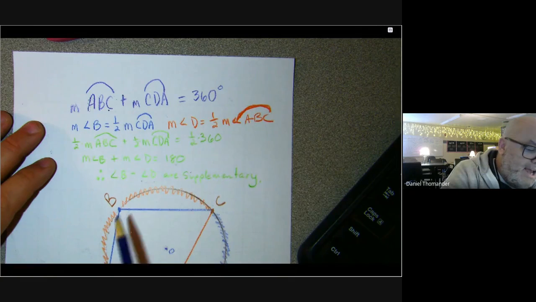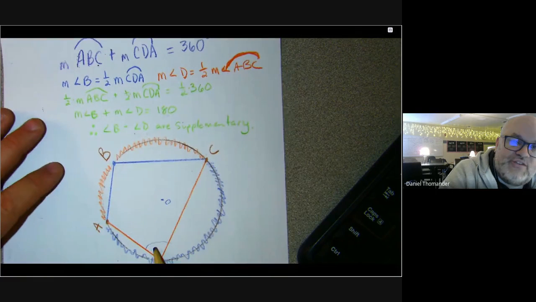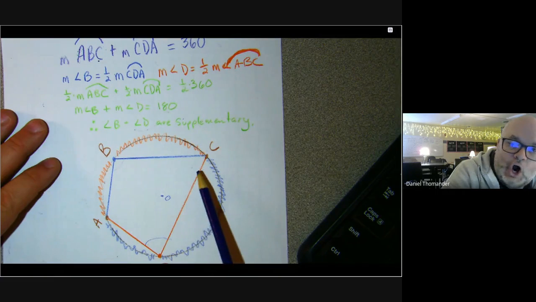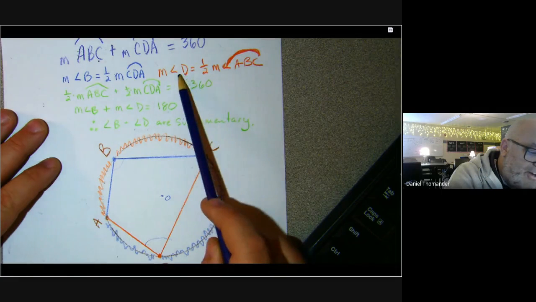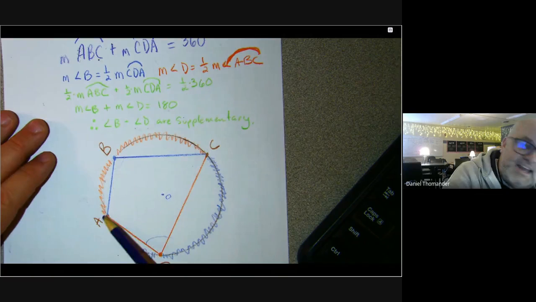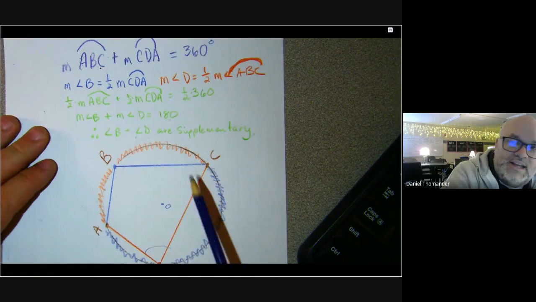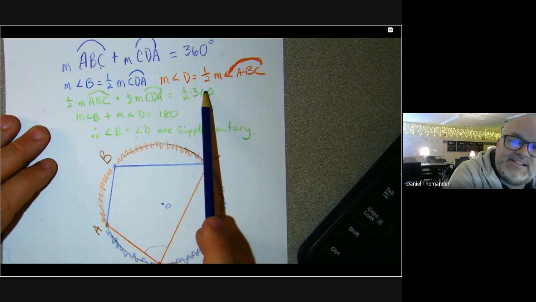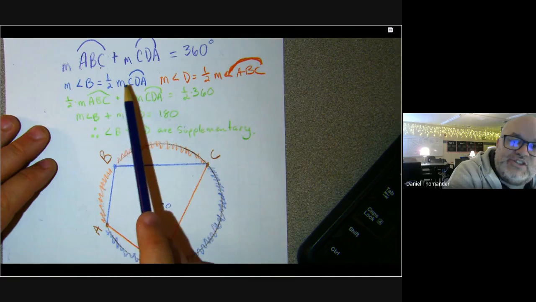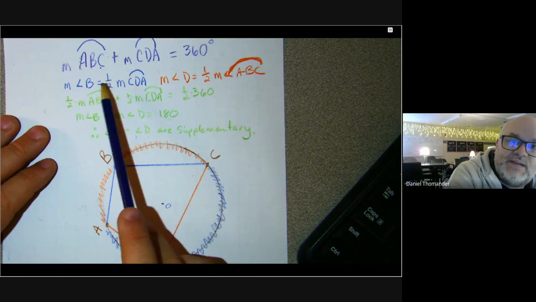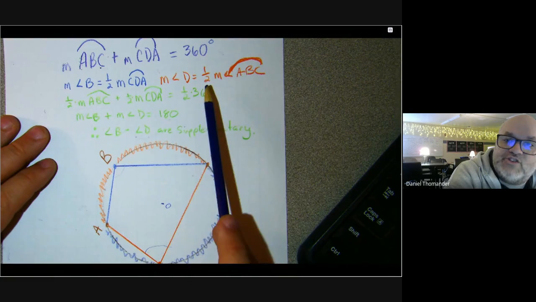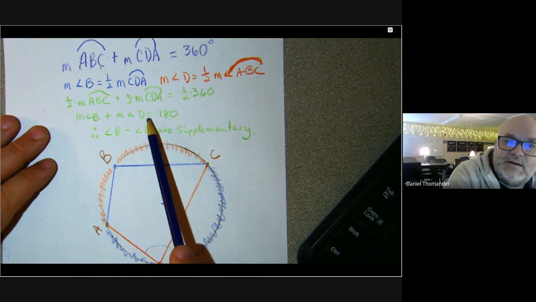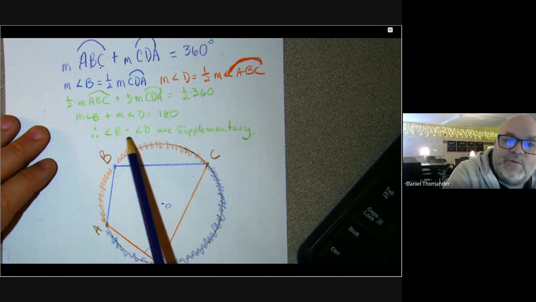And I know from what I just shared with you that the measure of angle B, right here, is half of the measure of its arc, the blue arc. And the measure of angle D, this orange angle down here, is half of its arc. So if I know that together the arcs measure 360 and half of their measures is half of 360, then by substitution, instead of writing half the measure of CDA, I can just write measure B. And instead of writing half the measure of ABC, I can write D. So adding together the measure of angle B and the measure of angle D will give us 180 degrees, and therefore B and D are supplementary.